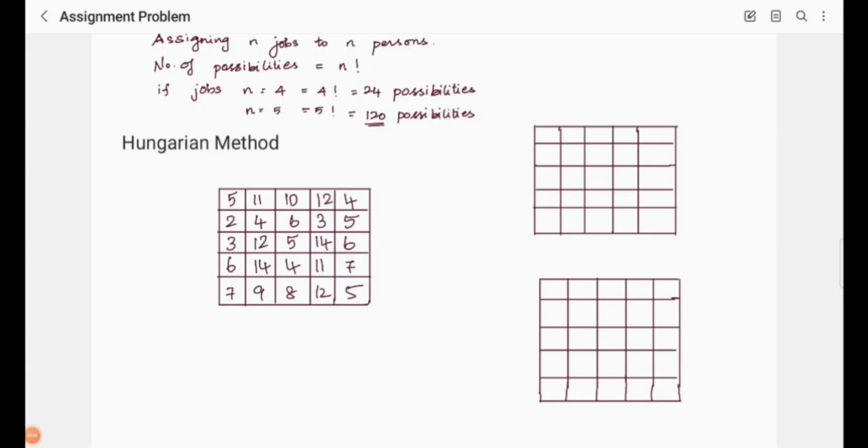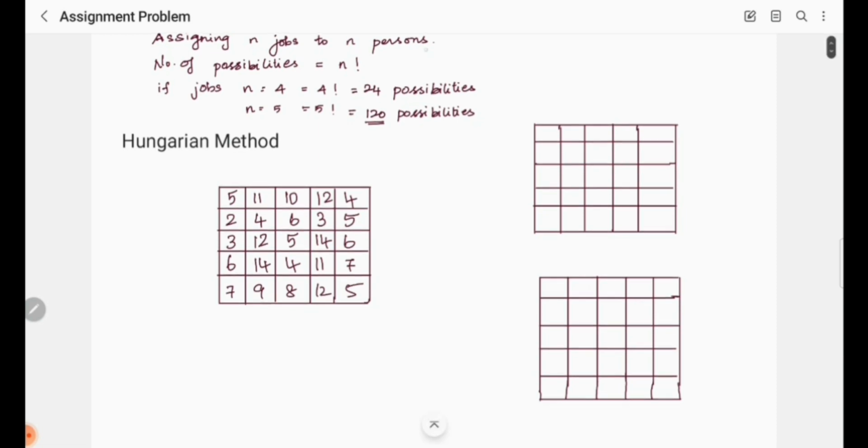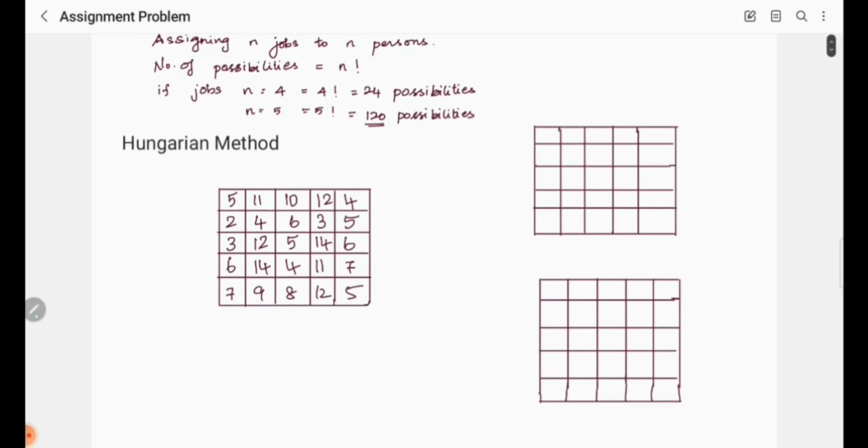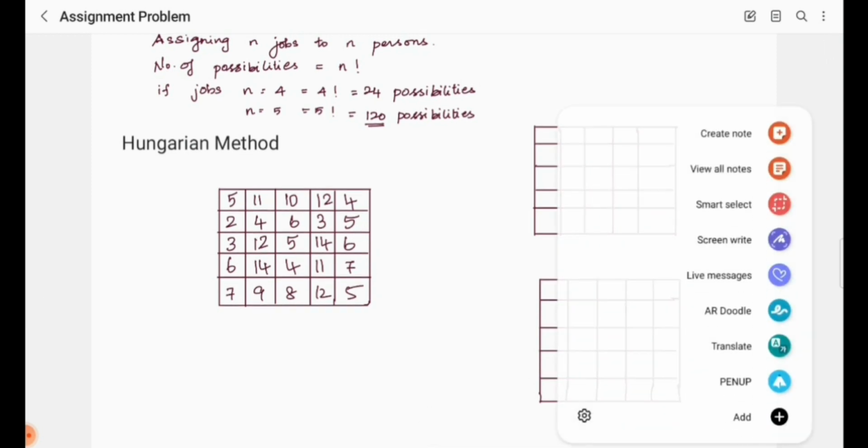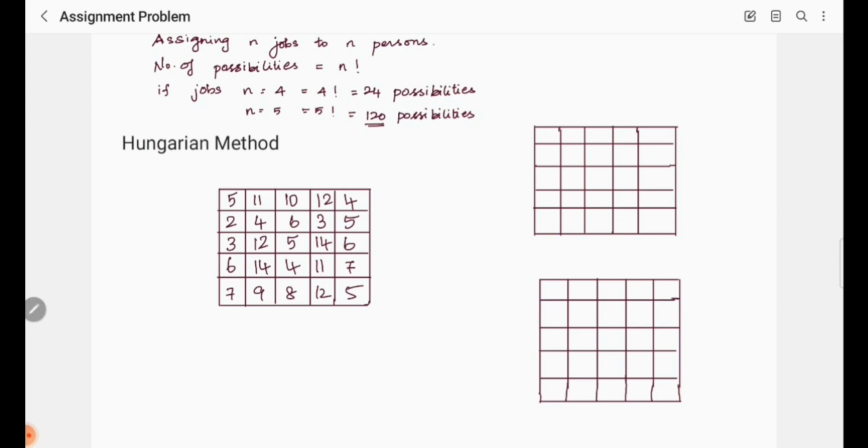In this session we are going to discuss the assignment problem using the brute force technique. First we'll discuss what an assignment problem is. The assignment problem is that we have to assign the given n jobs to n persons. So they'll be giving us n jobs with n persons, and we have to assign these jobs to the n persons. For this, the number of possibilities is actually n factorial.